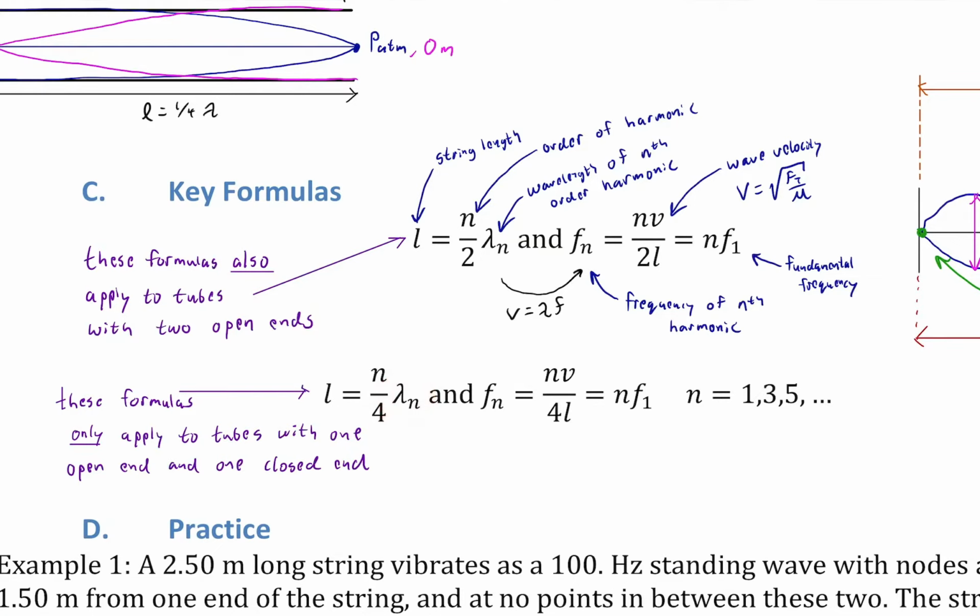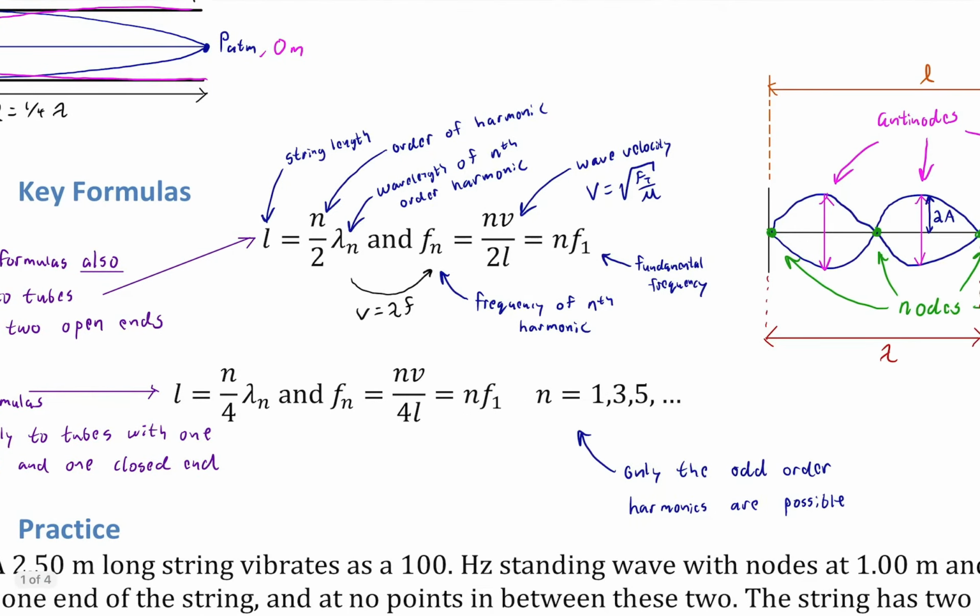So let me say this again. So the length of the tube equals n over 4 times the nth order wavelength. Okay? And if n was 1, then that would be the fundamental wavelength. Okay? And that tells us that lambda 1 just equals 4 times the length of the tube. The tube with how many open ends? 1 open end and 1 closed end. Okay? And then we can use the same relationship using the definition of wave velocity as lambda times frequency to rewrite this in terms of frequency. And we actually get the same relationship that the nth order frequency is just n times the fundamental frequency of that standing wave.